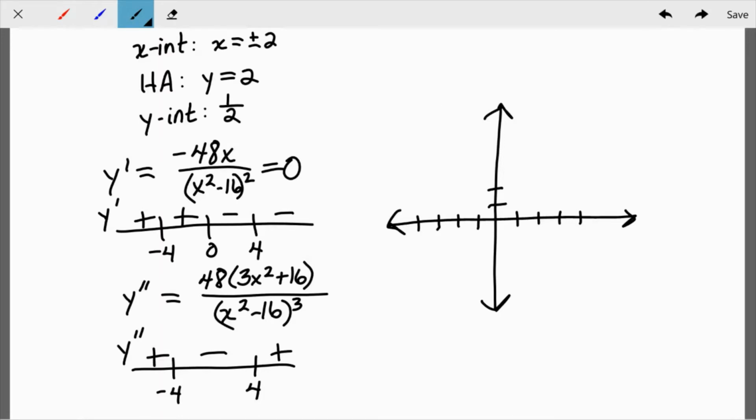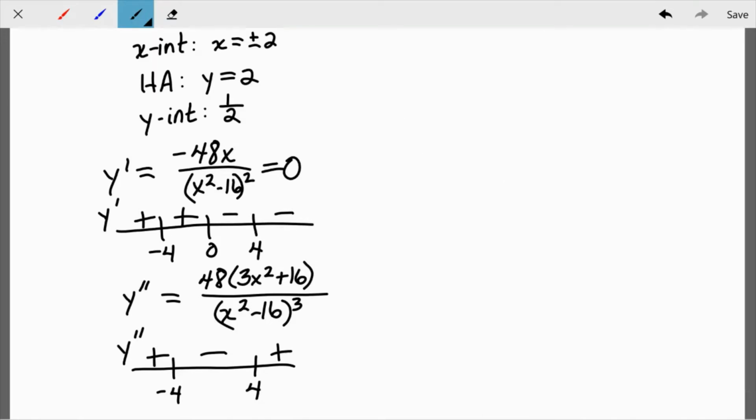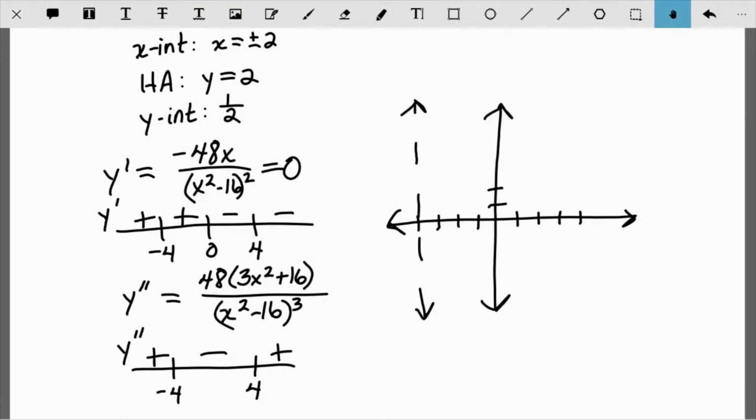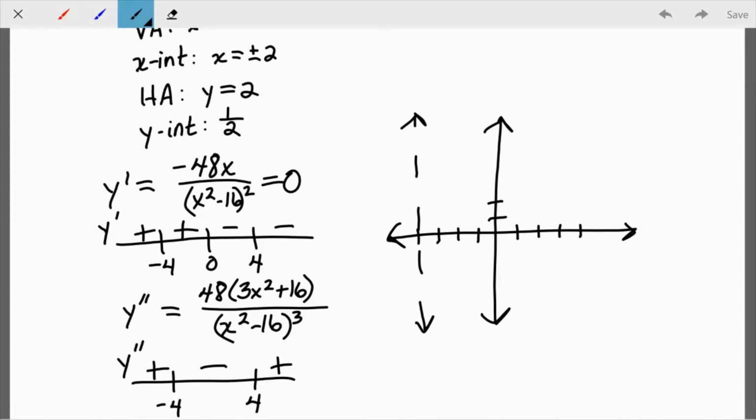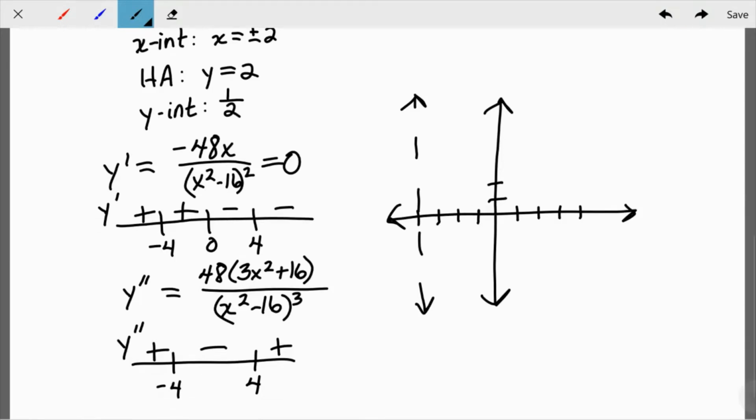So I've got an asymptote at x equals -4. I've got another one at x is equal to +4. So for x equals +4, I'm out here. There we go. And then I also have a horizontal asymptote at y is equal to 2.